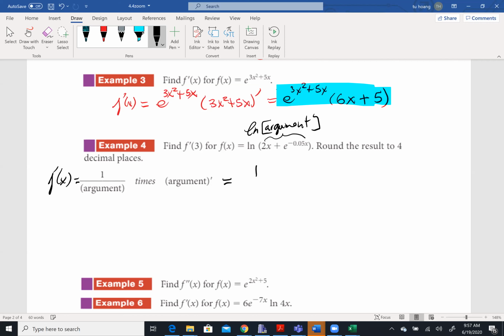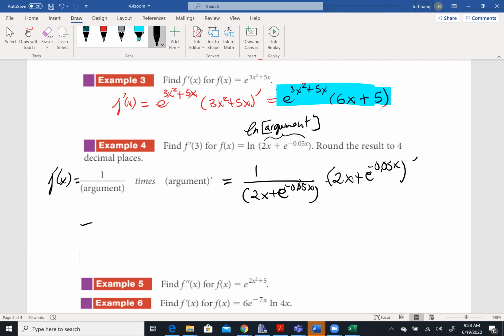I'm going to have 1 over the argument. The argument in here is 2x plus e to the negative 0.05x, right? And I'm going to have parentheses here to make sure I don't mess up, and I multiply with the argument's derivative. So the argument is 2x plus e to the negative 0.05x. Now you take the derivative of that. What are you going to have for the next step?